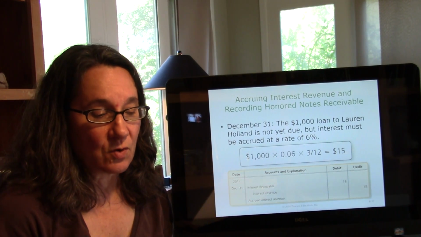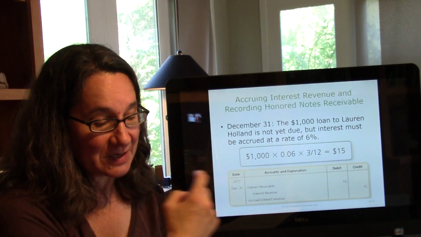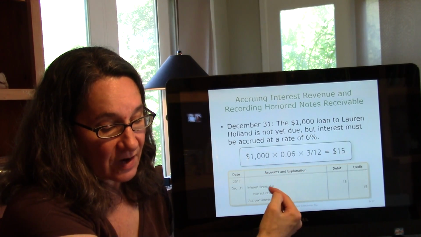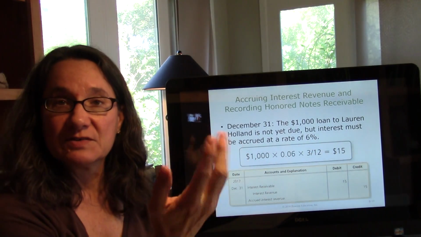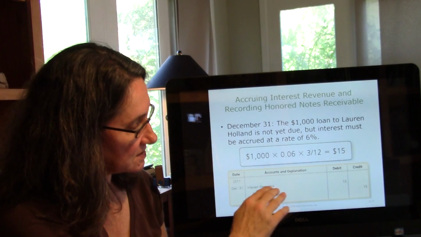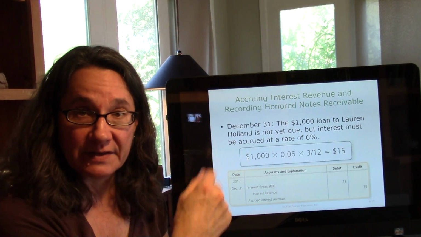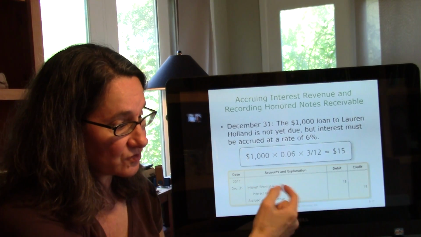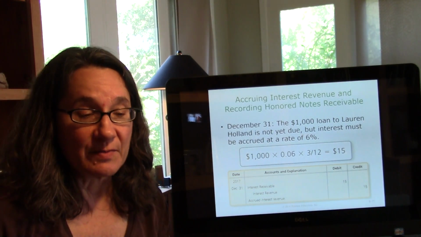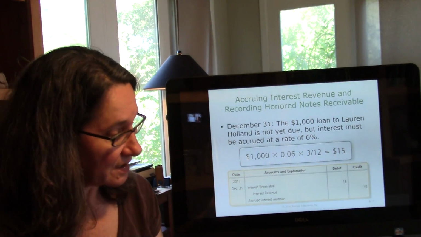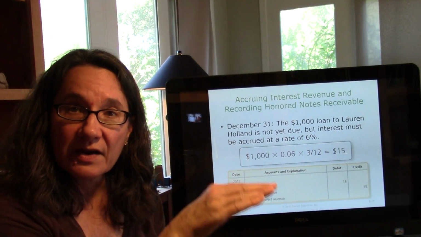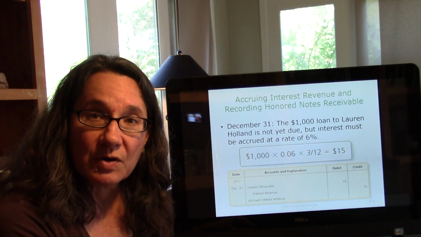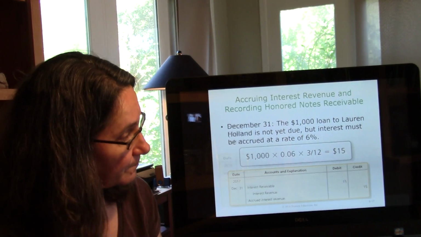The entry will require a debit to interest receivable and a credit to interest revenue, right? Revenue is always a credit. And it's called interest receivable because that's what we're receiving. The note is the 1,000. This is interest receivable, so it's separate from the note. So that's it. At the end of the period, you put down any interest that you're owed by that person who has the note.